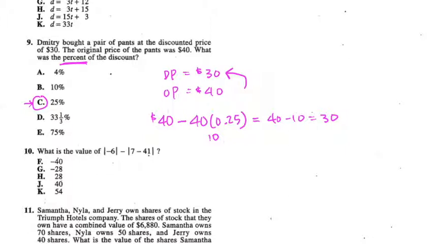Now the faster way to do that, instead of subtracting this portion here, is to just multiply 40 by 0.75. So if it's a 25% discount, that means you're only paying for 75% of it. So 40 times the 75% that you're paying for it, and that will give you 30.